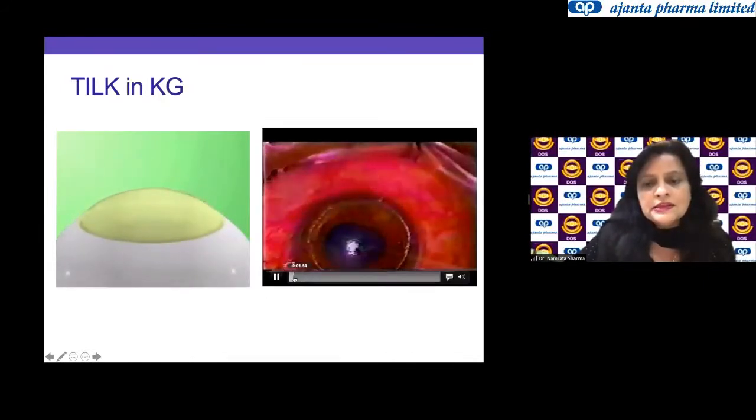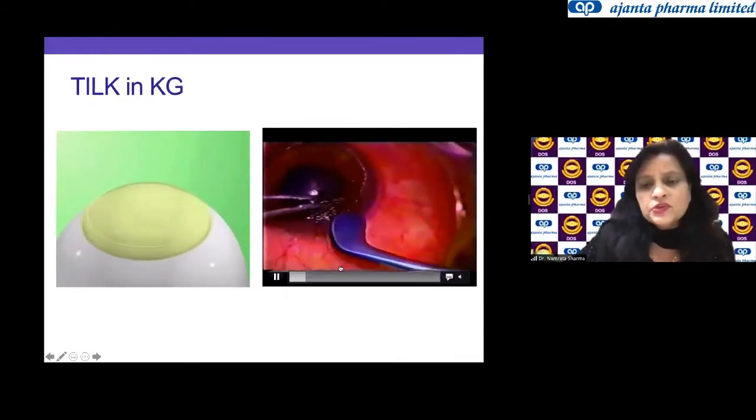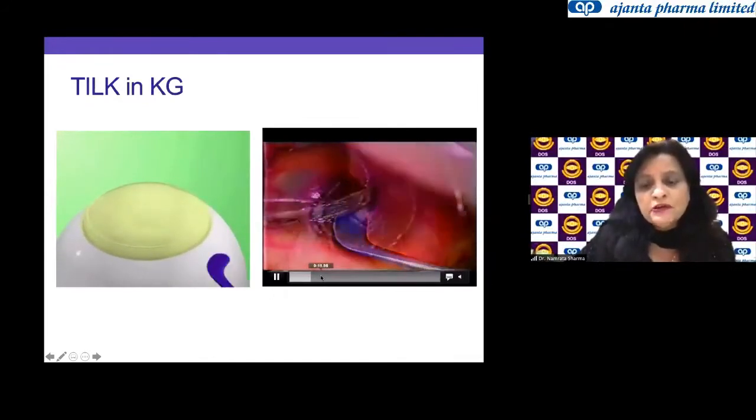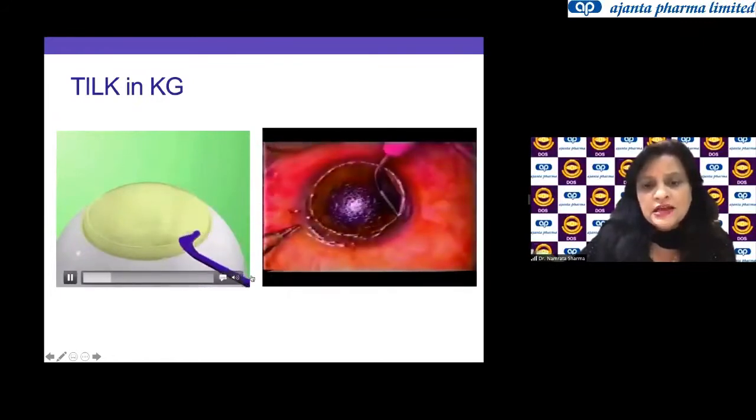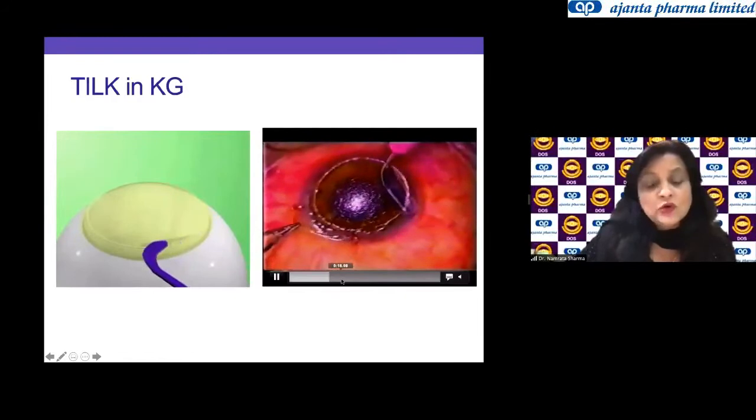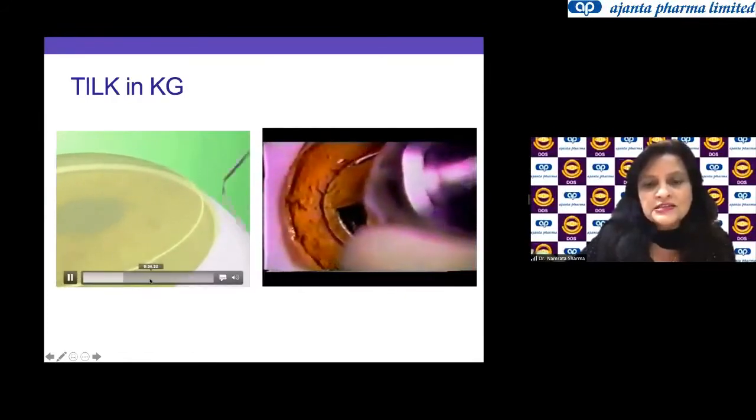And this is a technique which was two-stage lamellar dissection. This is a technique which was described by Professor Vajpayee long time ago, but this is a technique which is so relevant even today. And this was something which was done without using a femtosecond laser, and now people do the similar thing using a femtosecond laser.